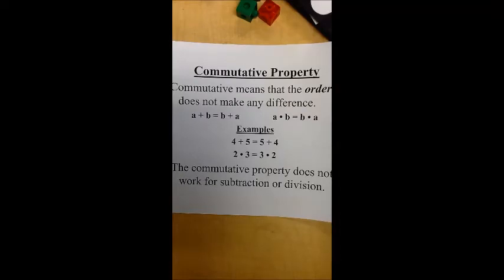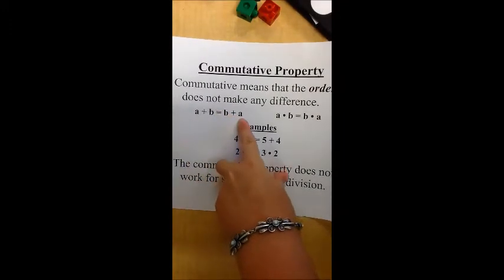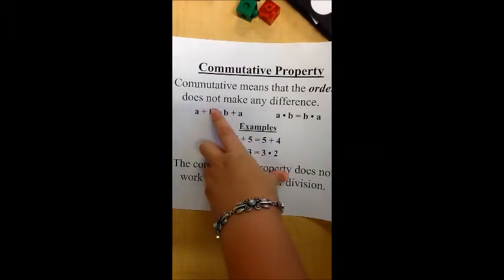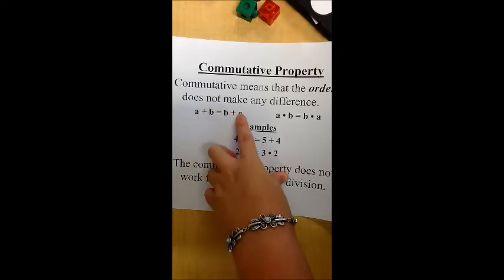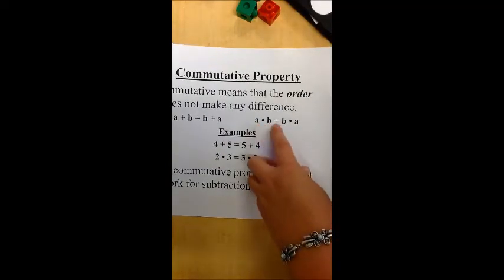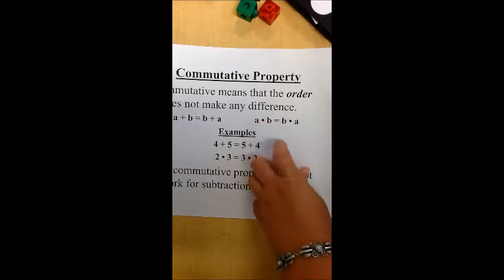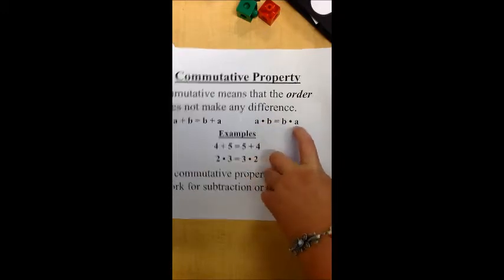So have your WSQ out in front of you, and go ahead and fill this in. The commutative property means that the order does not make any difference. So whether I do A plus B or B plus A, I get the same answer. 1 plus 2 is the same thing as 2 plus 1. That's with addition. With multiplication, if I do A times B, I get the same answer as B times A. So 3 times 4 is the same thing as 4 times 3.